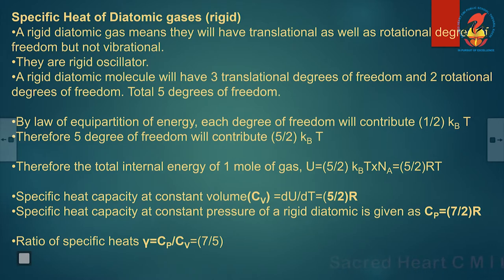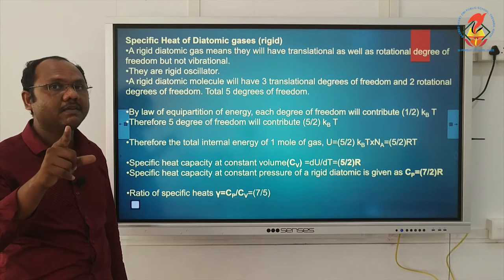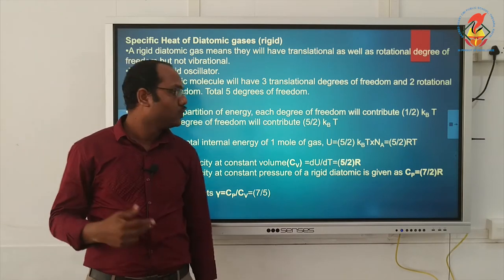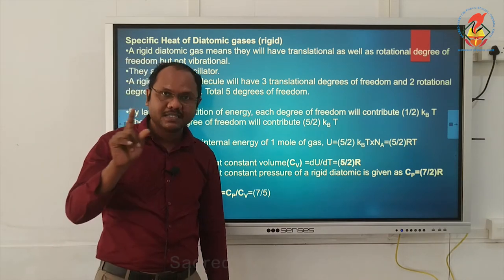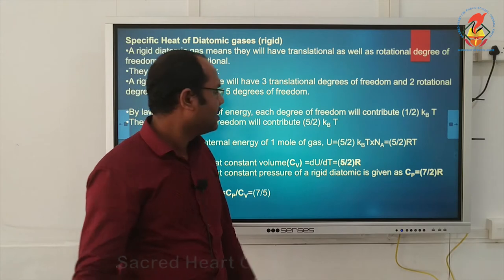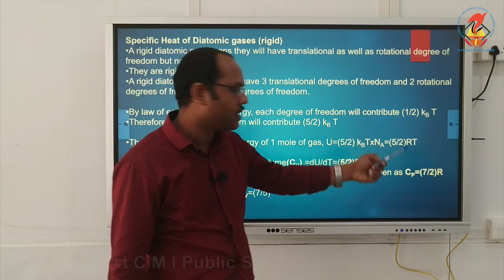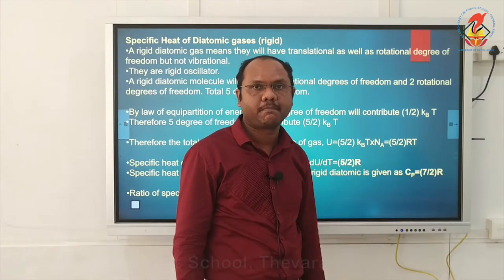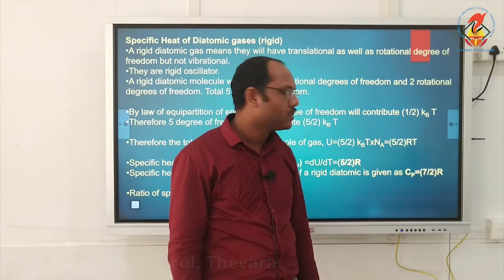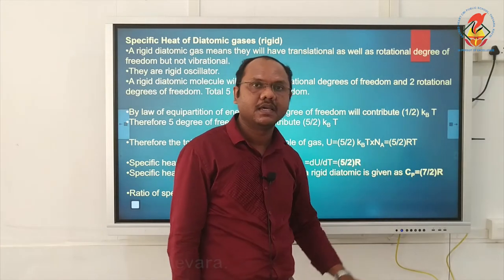Now we already know Cp minus Cv is R. So how will I find Cp? Cv plus R. Cv is 5 by 2 R. 5 by 2 R plus R, 7 by 2 R. So I got Cp and Cv.